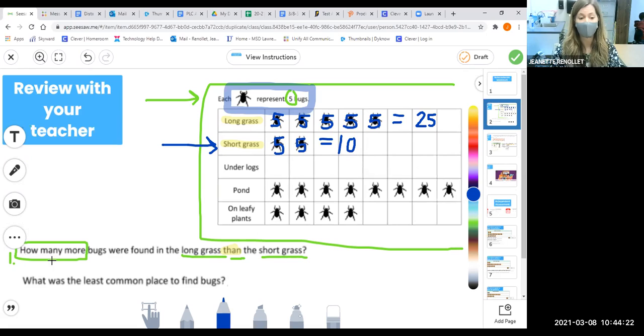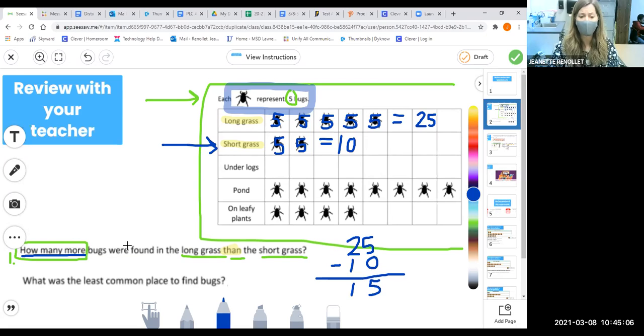I know my question words say how many more? Those are comparing questions. How many more tells me I can use subtraction. How many less tells me I can use subtraction. Let's compare 25 and 10. Start with the big number on top. 25 minus 10. Now you can subtract to find the difference. 25 minus 10. We have a difference of 15 bugs.